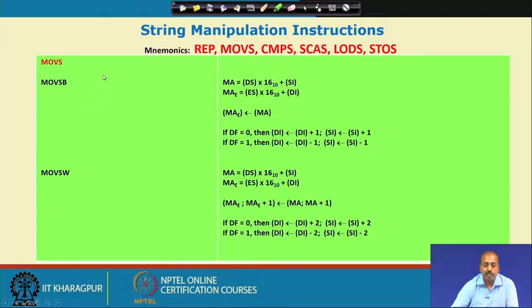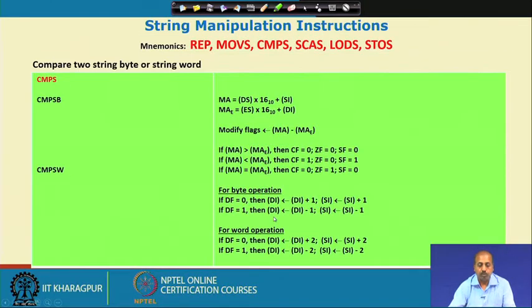This is the first instruction that we have, MOVSB, move string byte. So, what does it do? The source address is calculated as DS into 16 plus SI, the destination address is calculated as ES into 16 plus DI, then the content is moved to the destination, and after that, depending upon the DF flag setting, the DI and SI registers are updated. And MOVSW is similar to this, only 2 bytes will be moved, and then depending upon the DF flag setting, DI and SI will be incremented or decremented by 2.